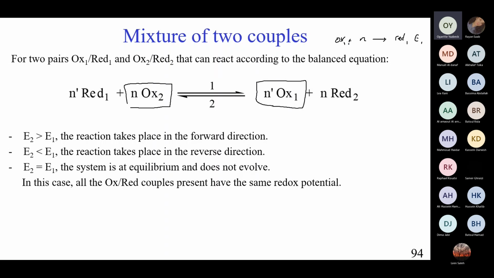And then E2, the higher the E, the greater tendency for this to be the stronger oxidizing agent. So if E2 is greater than E1, then OX2 is the stronger oxidizing agent. Thus the reaction goes forward. However, if E1 is greater than E2, then OX1 is the stronger oxidizing agent, and the reaction goes in the opposite side.